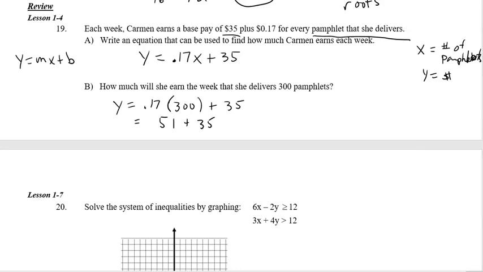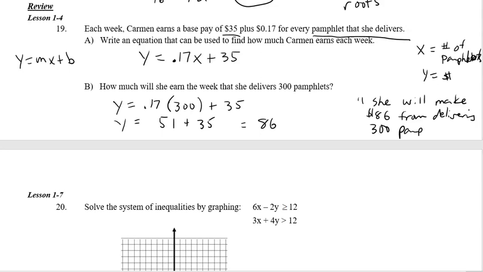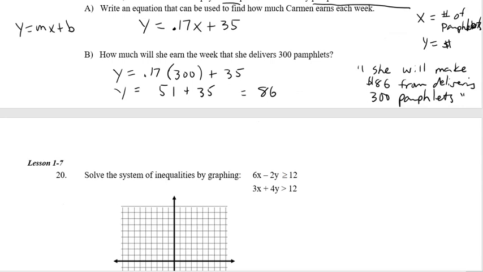And so we put those together, and that's 86. So answer a word problem with words. She will make $86 from delivering 300 pamphlets. All right, we're getting closer.